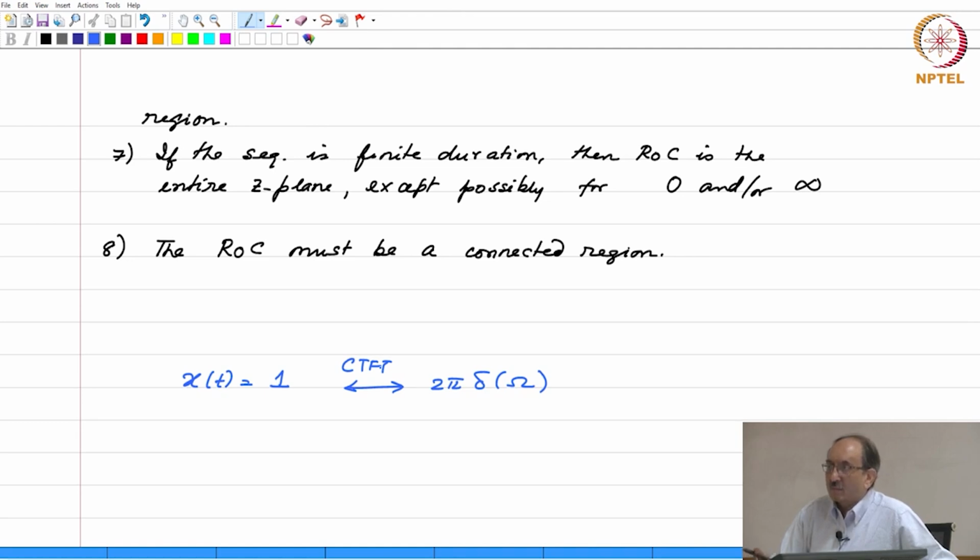What about the bilateral Laplace transform of x of t equals 1? This can be written as u of t plus u of minus t. U of t will have Laplace 1 over s, real s greater than 0. U of minus t will have Laplace with real s less than 0. Together these two cannot exist because there is no common overlap region. Therefore, here is an example of a function that has continuous time Fourier transform, but no Laplace.